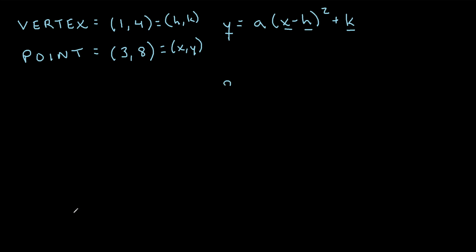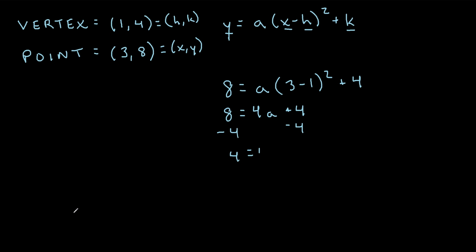So we get y, so 8, is equal to a times (x is 3, minus h is 1) squared, plus k. So k is 4. So we're just going to solve for a. We get 8 is equal to 3 minus 1, which is 2. 2 squared is 4. So we get 4 times a, plus 4. To solve for a, we can subtract 4 from both sides, and we get 4 is equal to 4a. Then to solve for a, we can divide both sides by 4. So 4 divided by 4 is 1. So a is going to be equal to 1.